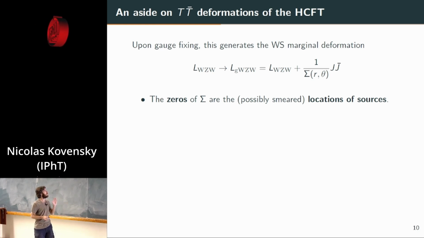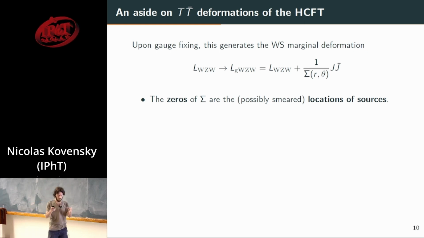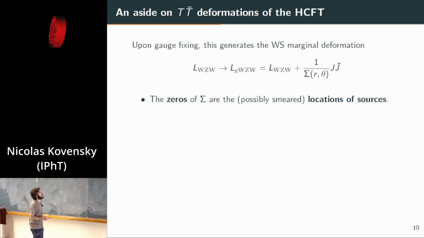The first one is that this sigma tells you where the sources of the geometry are. The zeros of these coefficients are important because that's where the, admittedly depending on the frame, smeared sources will be. So even if I have a discrete array of NS5 branes, this sigma function will show you the singularity at the whole circle, or something like that.